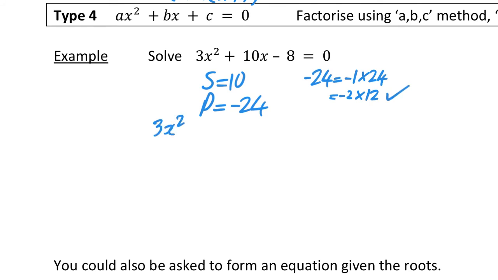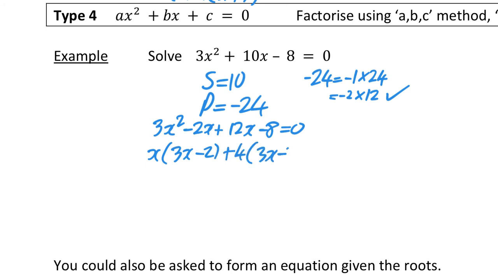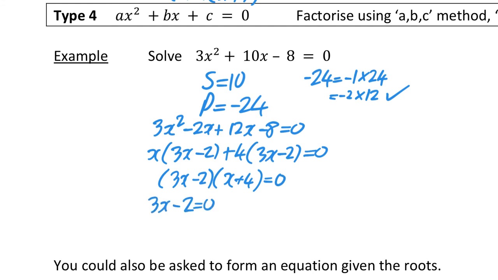So we say that's 3x squared minus 2x plus 12x minus 8 is equal to 0. And then you factorize. So x comes out of the first two terms, leaving you 3x minus 2. Factorize the next two terms. 4 comes out, leaving you 3x minus 2 is equal to 0. So that's 3x minus 2 upon x plus 4 is equal to 0. So put the first bracket equals 0, you have 3x minus 2 equals 0, which means 3x equals 2, which then goes on to mean x is equal to 2/3. Then x plus 4 is equal to 0, which means x is equal to minus 4.